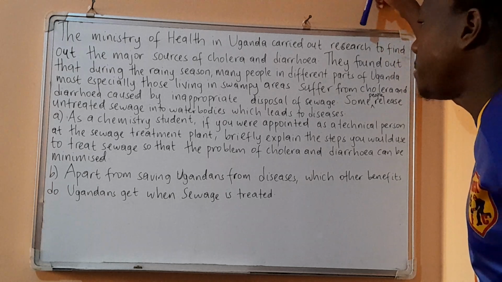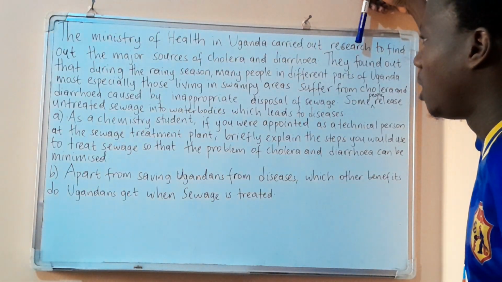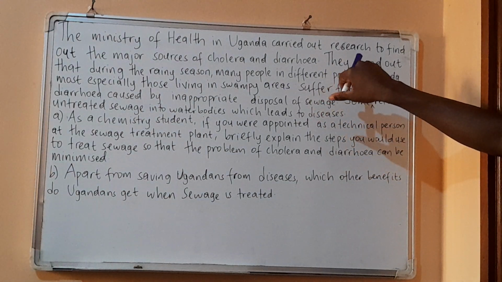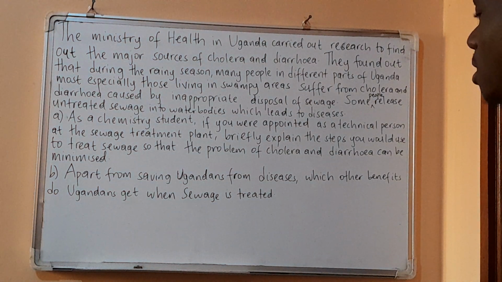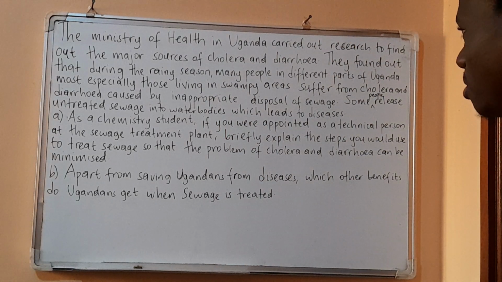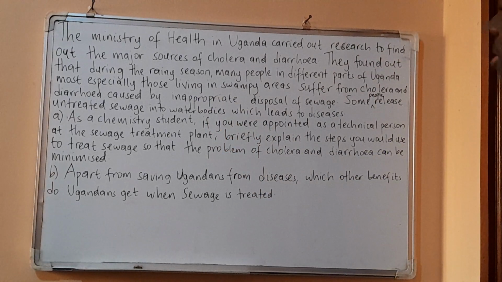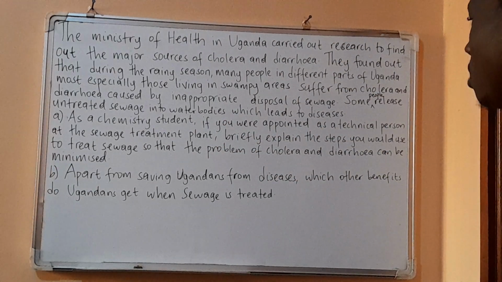So we have this question which came from the chapter of water, and it says that the Ministry of Health in Uganda carried out research to find out the major sources of cholera and diarrhea. They found out that during the rain season, many people in different parts of Uganda, most especially those living in swampy areas, suffer from cholera and diarrhea caused by inappropriate disposal of sewage. So some people release untreated sewage into water bodies, which leads to diseases.